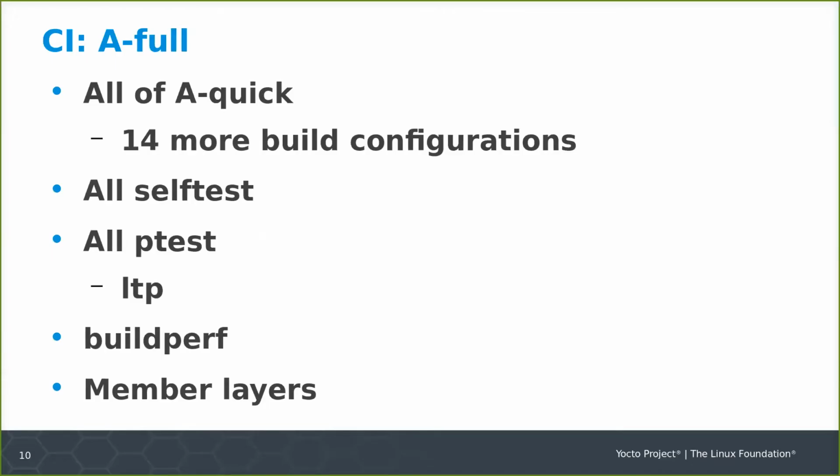The one that many of us use is A-Full. It's all of A-Quick. We've added 14 more build configurations. It's all self-tests. It's all the P-tests, including LTP. It does a couple other tests, build perf, and it builds the member layers as well. So if you're a platinum member, you can get your layer built on the Autobuilder.